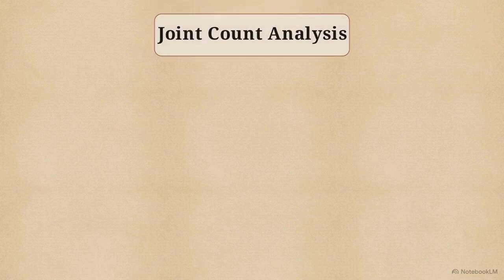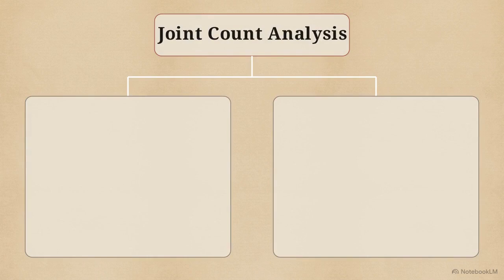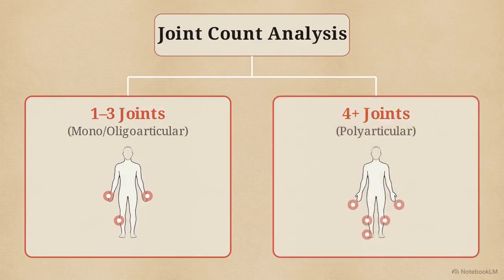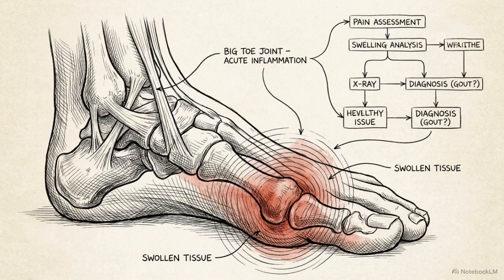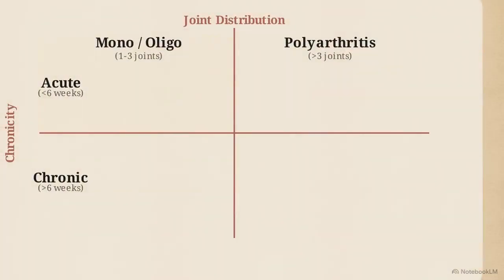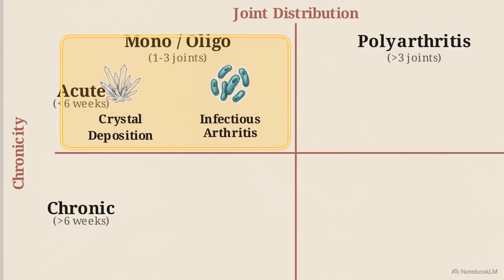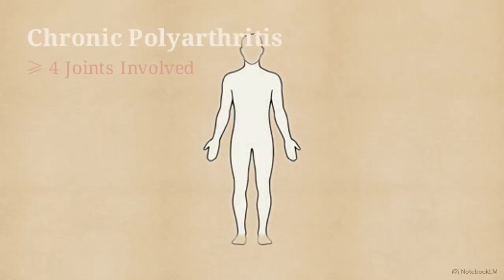This flowchart maps the spatial and temporal distribution of the disease, acting as the next filter in our algorithm. We establish a strict joint count threshold to separate monoarthritis and oligoarthritis, affecting 1 to 3 joints, from polyarthritis, which affects 4 or more. If a patient presents with sudden, intense swelling in a single joint, we follow the acute monoarthritis pathway. This exact quadrant is highly indicative of crystal deposition, like gout, or a destructive infectious arthritis requiring immediate intervention. Shifting to the opposite extreme of the matrix, we evaluate chronic polyarthritis.